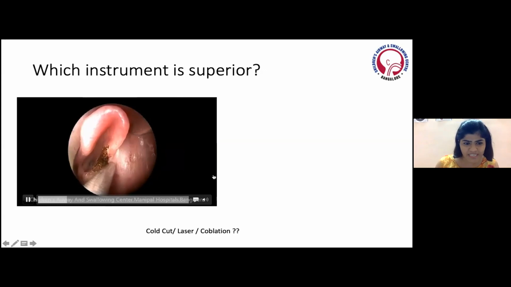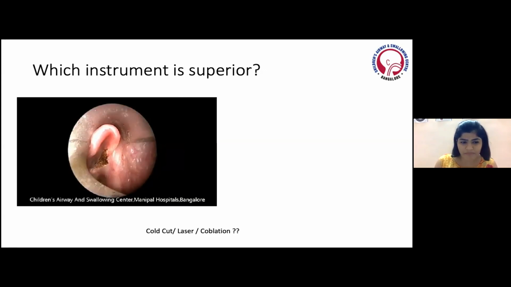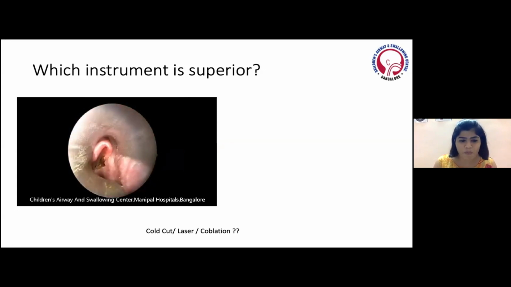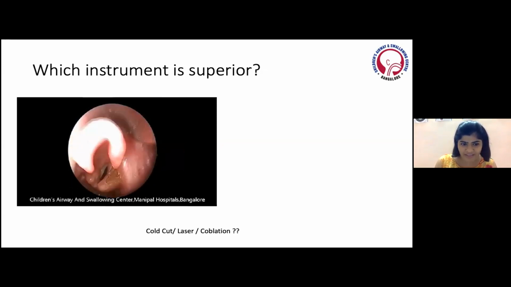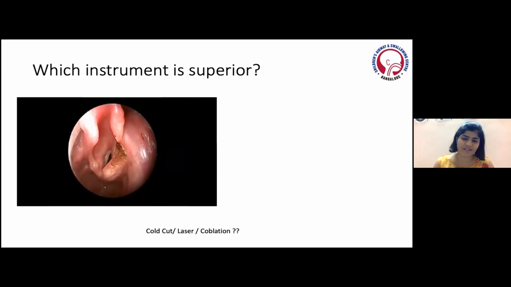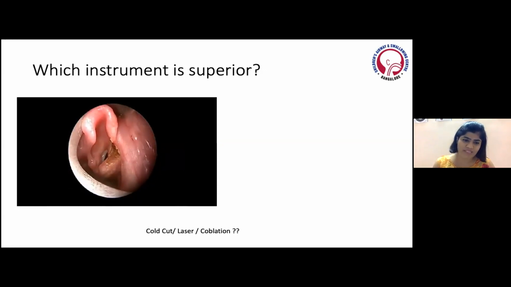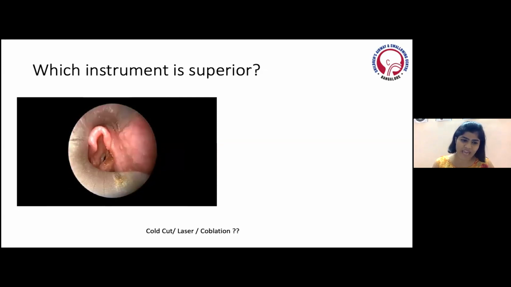Here you can see that after the CO2 laser, minimal charring has happened, but the time taken was pretty less. There is no blood drop. When we use the wet cottonoid patty, you can see that there is hardly any charring left. So this is the result of the CO2 laser on the right side in this case of AIIMS.